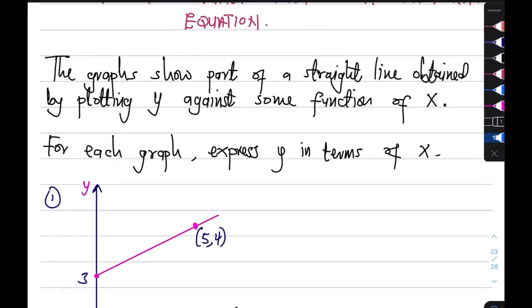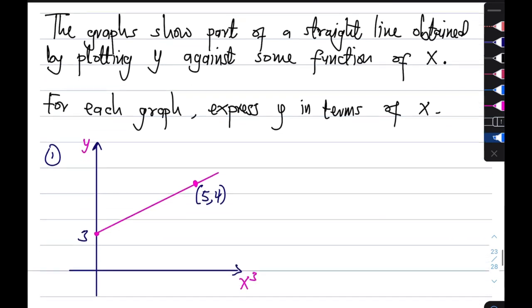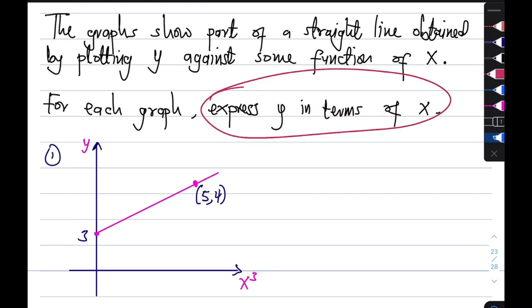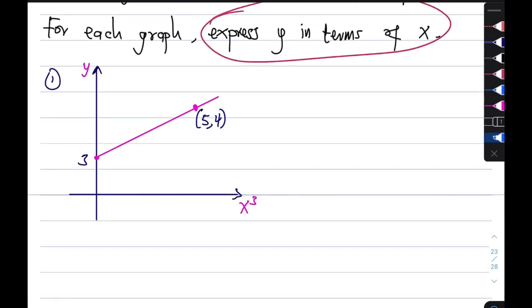We have a series of questions that will help us to really grasp what this whole idea is about. The first question says that the graph shows part of a straight line obtained by plotting y against some function of x. For each graph, express y in terms of x. This is the question that we are supposed to answer, okay? So if you take the first graph, we do have a straight line, which is plotted as y against s cubed, all right?